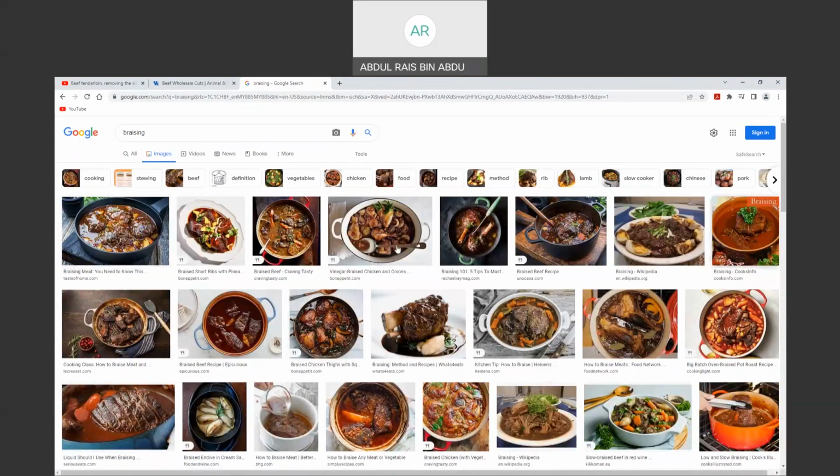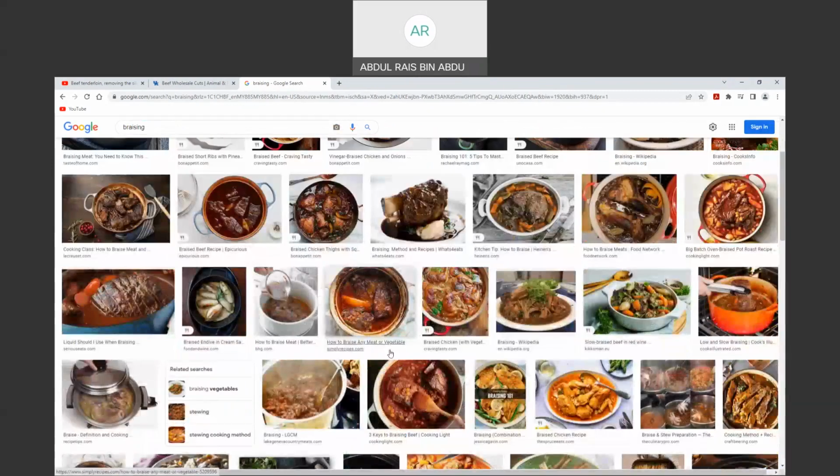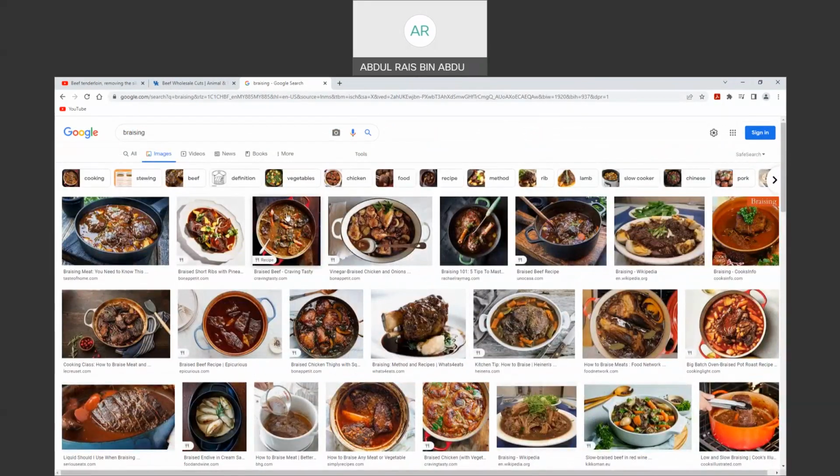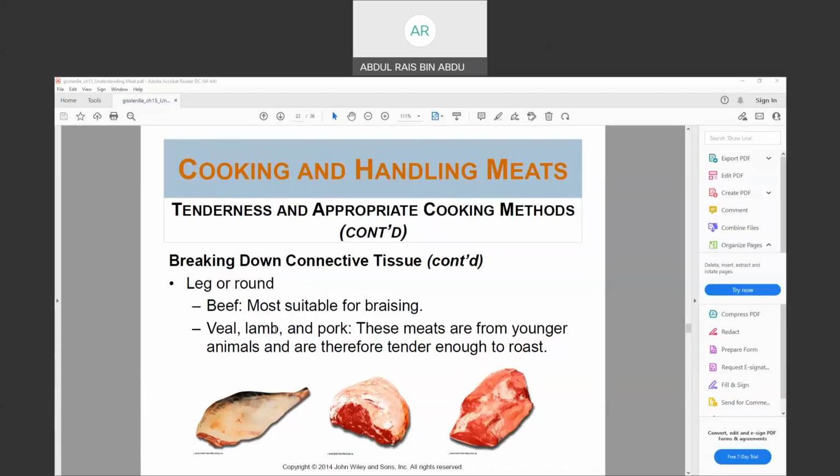Tengok kalau based on contoh illustration ni, anything that is braised meat biasanya berkuah lah, but it's not soup. Selalunya yang you tengok sini ialah stewed beef, stew lah. Okay. So balik pada this part of the slide, the most suitable method for braising biasanya the leg or the round lah. Sebab dia punya connective tissue is quite high.